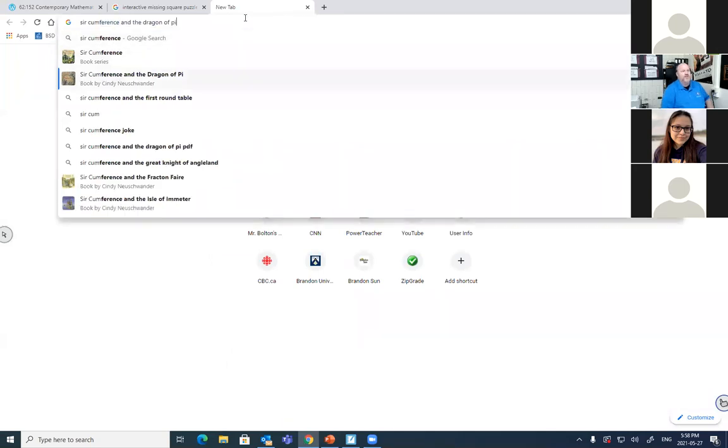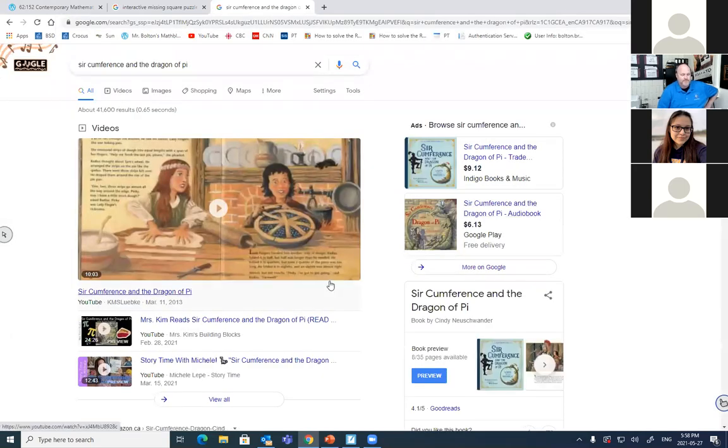Circumference and the Dragon of Pi. Here it is. So his name is Circumference. His wife is Lady of Diameter, like Lady Di, right? And their son's name is Radius. I don't know why you would want to call your kid Radius, but anyways. So what it does is it explains the whole concept of circumference and how it's related to pi. It's a really neat book if you can get it.